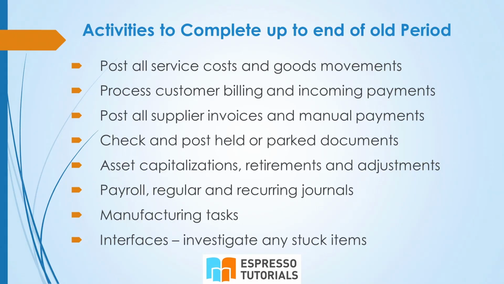There will be additional tasks for manufacturing companies, completing the production orders and calculating work in progress, updating standard costs and so on. Internal interfaces should be checked on a regular basis and any outstanding items investigated, such as billing documents not released to accounting. There may also be external interfaces to check and investigate, for example, if you have sales, purchasing or travel expenses coming from other systems.